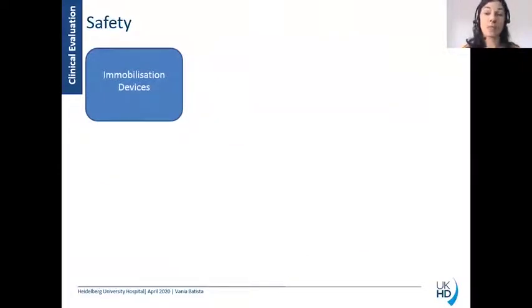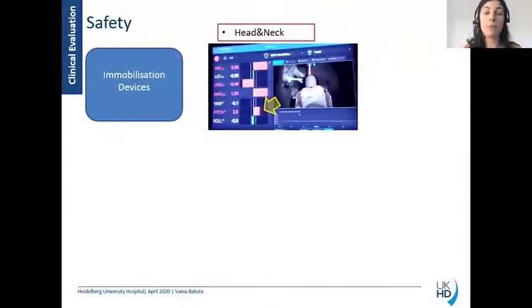Looking at the immobilization devices, for example in the case of head and neck patients where you use the head step, when the RTTs are in the room positioning the patient, it can be directly detected if you don't have the correct head step position, for example if you have a different pitch. Then you can directly correct this position without costing extra dose to the patient, without waiting for the CT to detect, oh, I put it in the wrong position.